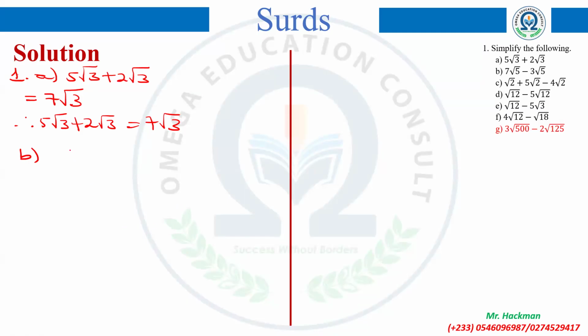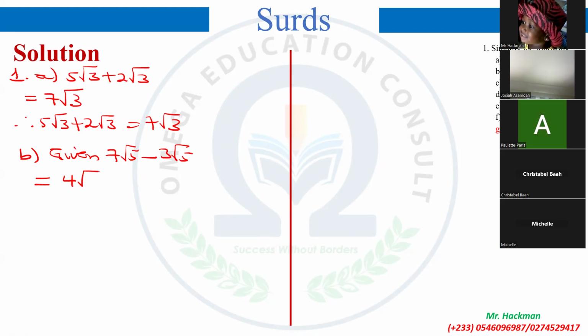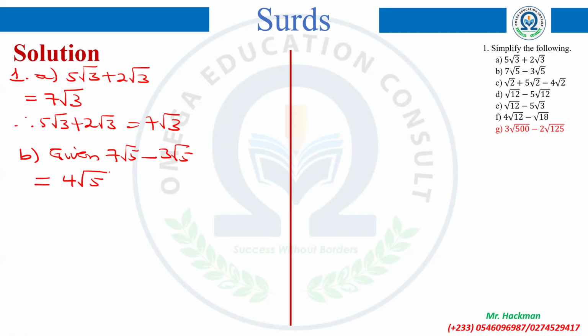Same, I'll write given. Just for you to know that you can write it or ignore it. Then 7 root of 5 minus 3 root of 5. These two terms, are they alike? Yes. Once they are alike, it means we can combine. But here we are combining by subtracting. So we get the first coefficient, 7, minus the second coefficient, 3. 7 minus 3 will give us 4. Then you keep your set, root of 5. So 7 oranges minus 3 oranges will give you 4 oranges. Is that clear? As simple as that.